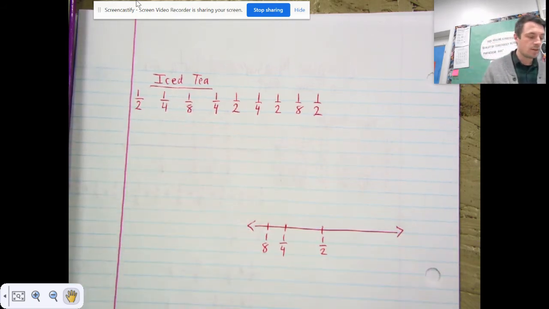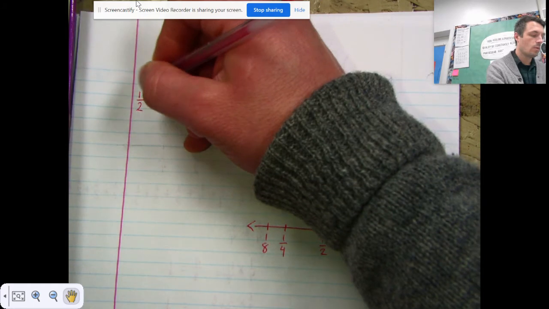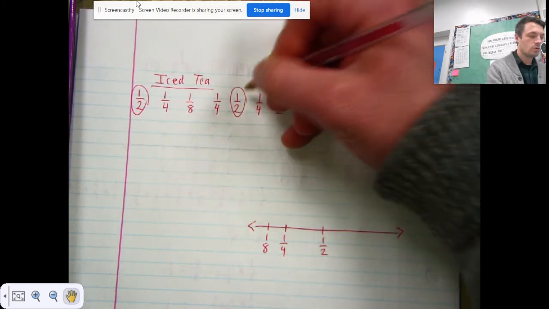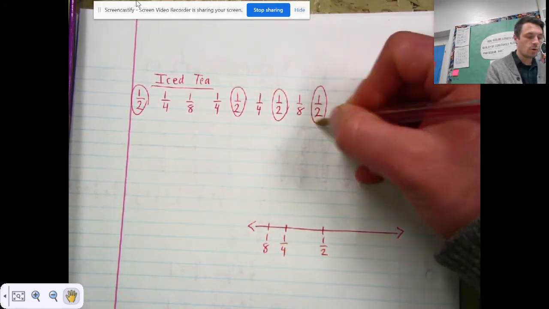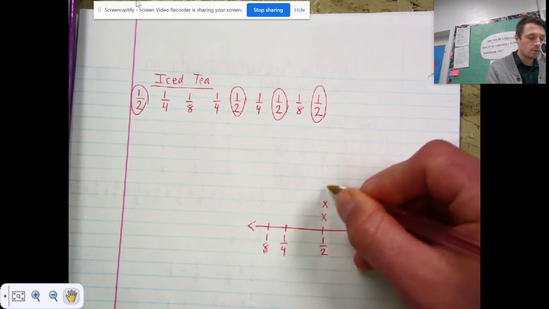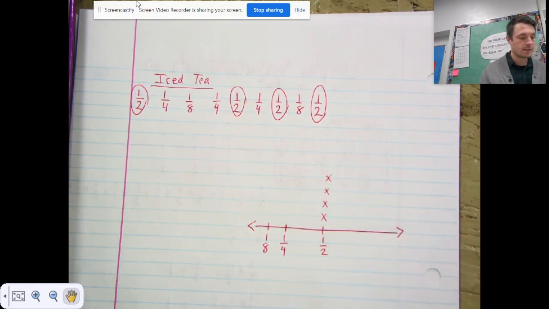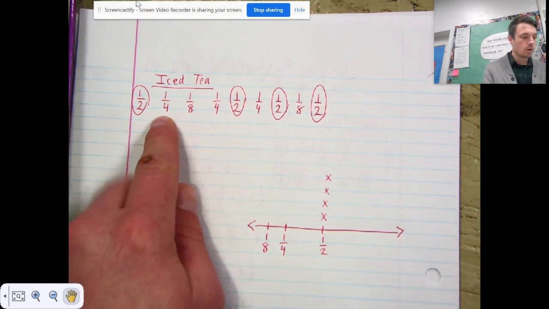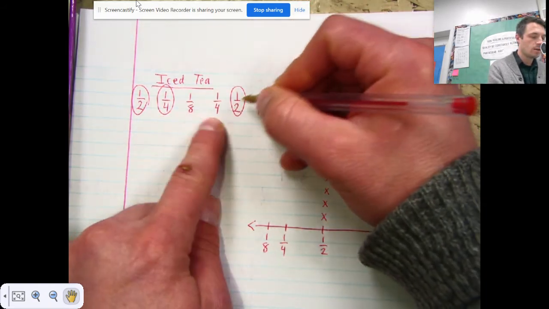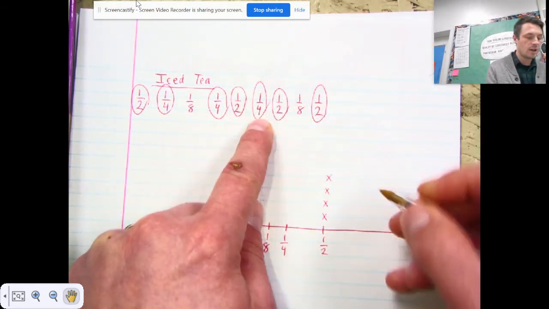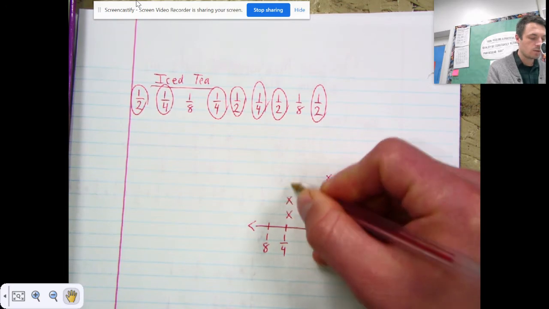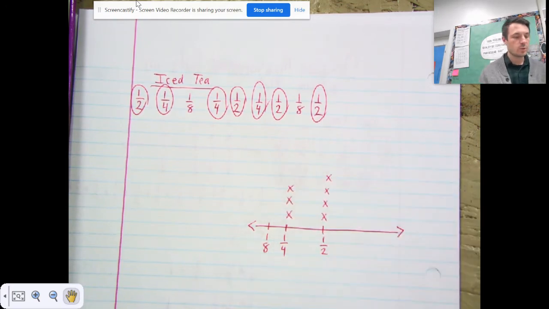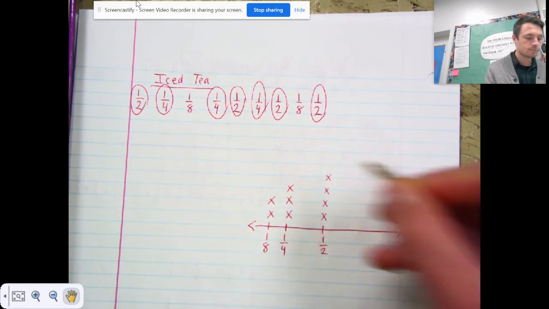Okay, now we count the amount of 1/2s that we have. 1, 2, 3, 4. So we put 1, 2, 3, 4 X's. Next 1/4. We've got 1/4, 1, 2, 3 times. So we put 3 X's. 1, 2, 3. Next we have 1/8, 2 times. So we put 2 X's.